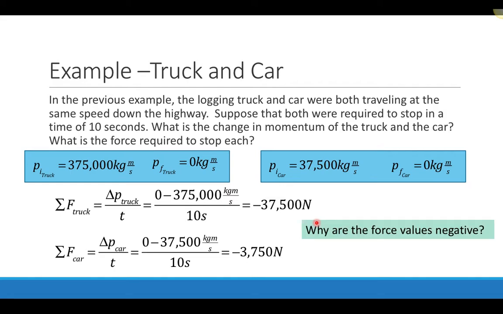So why are these forces negative? We could ask that question. The reason these forces are negative is because the object is slowing down, and so there's going to have to be a force that opposes the motion in order to cause these objects to stop. If they were traveling to the right, and both vehicles applied the brakes, the brakes would cause a frictional force acting opposite the motion, and that force would be negative. That's the reason those values are negative.